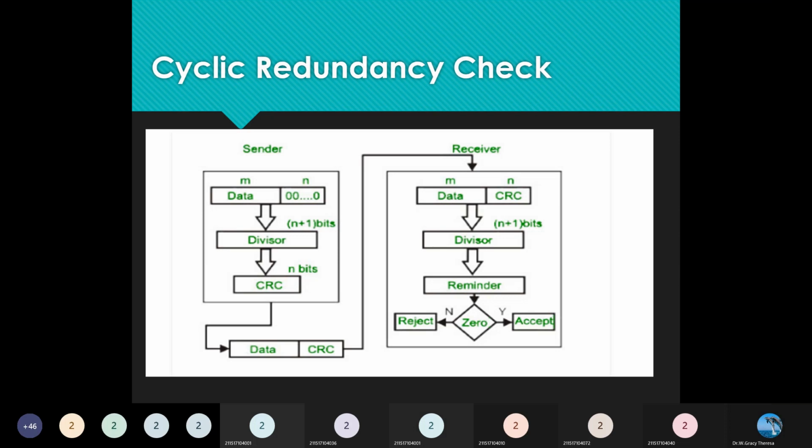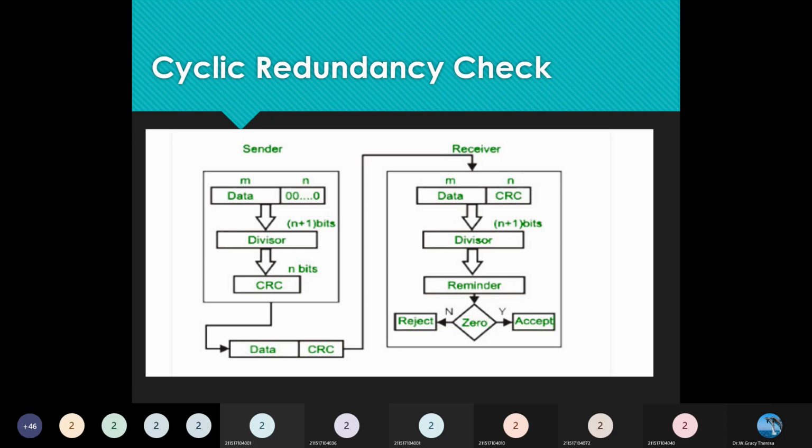Here we go for binary division. In cyclic redundancy check, we go for a binary division, where a sequence of redundant bits called cyclic redundancy check bits are appended to the end of the data. So as I said, we are going to append some CRC value. How do we get the CRC value? In essence, by doing some binary division, we'll get the CRC value, and that CRC value will be appended along with the data, and sent from the sender's side to the receiver side.